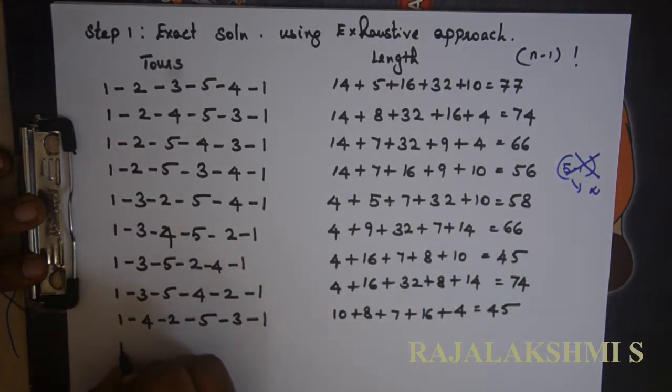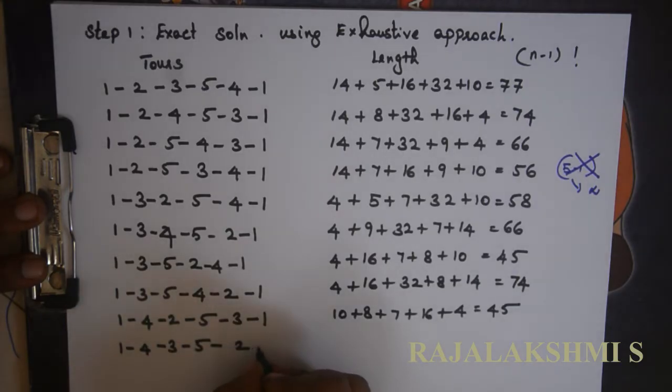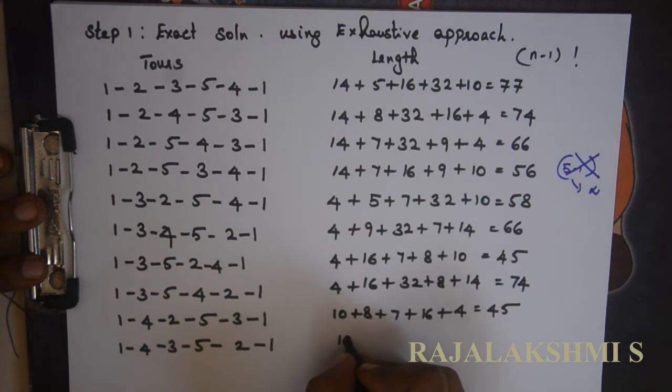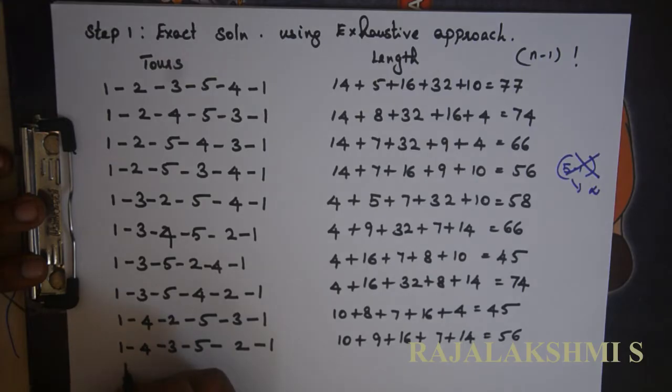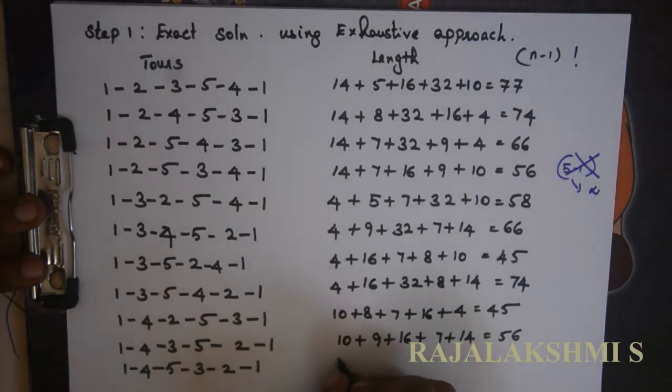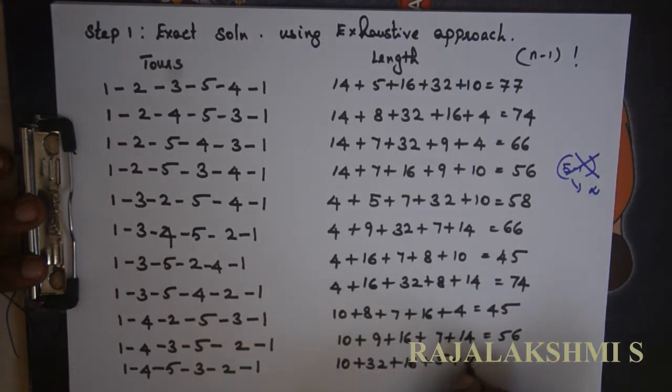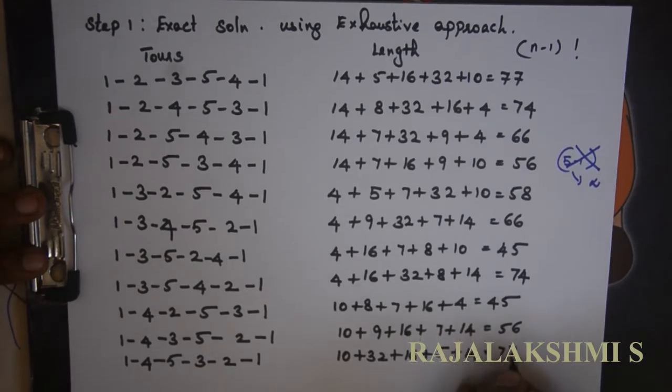And next combination is 1 to 4, 4 to 3, 3 to 5, 5 to 2, 2 to 1. So here it will be 10 plus 9 plus 16 plus 7 plus 14, which will be equivalent to 56. So the next thing is 1 to 4, 4 to 5, 5 to 3, 3 to 2, 2 to 1. So here we will be having 10 plus 32 plus 16 plus 5 plus 14. So we will be having it as 77.